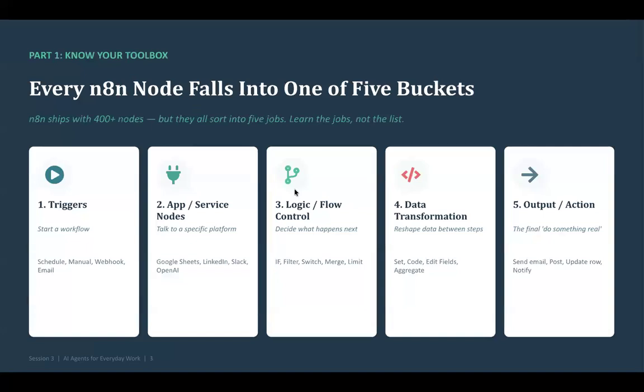So, okay, first let's start with looking at all the N8N nodes. So, there's five types of nodes: triggers, app nodes, logic control, data transformation, and output. So, triggers we've already seen. How does the workflow actually start? How does it wake up? So we've already seen the manual trigger where you click execute flow and it will just execute the entire workflow.